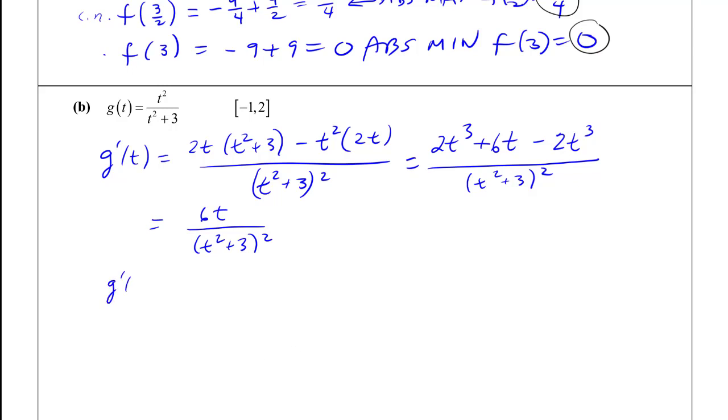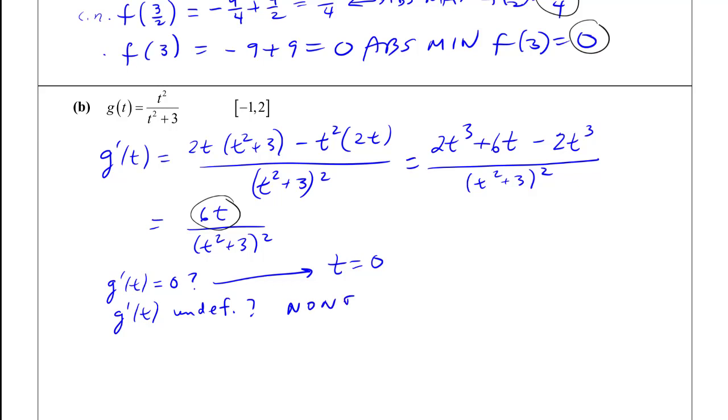I'd be asking, when is g prime of t equal to 0? When is g prime of t undefined, and specifically when the function is defined? When is g prime of t equal to 0? Look at the numerator. That would be t equals 0. Undefined, none, because look at the denominator here. t squared plus 3 is never going to be 0. So that's the only way we could get that rational function to be 0.